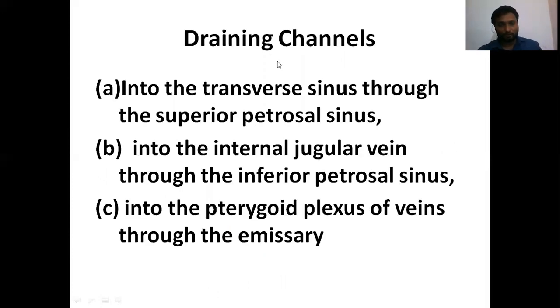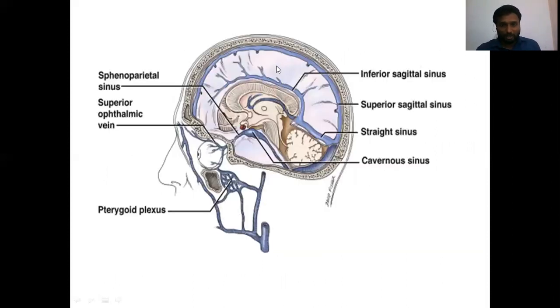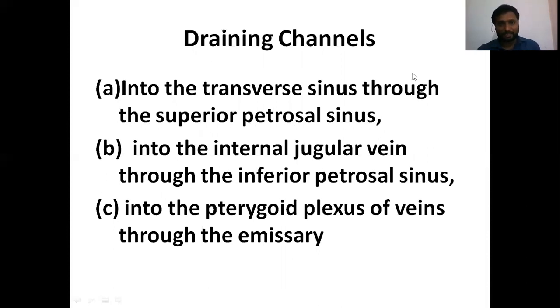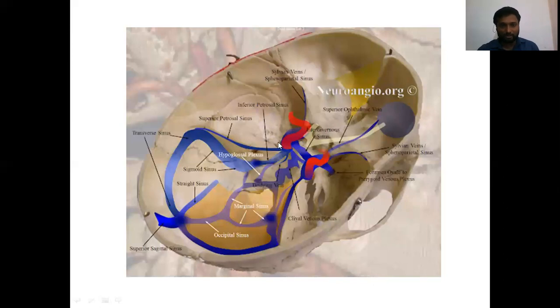First, we already discussed the incoming channels. Now the outgoing or draining channels. See, it drains into the transverse sinus through the superior petrosal sinus, which we'll discuss. See here, this area is where the cavernous sinus comes. This cavernous sinus is drained by the superior petrosal sinus. See, this one is the superior petrosal sinus. So the venous blood accumulated here will drain into this transverse sinus.